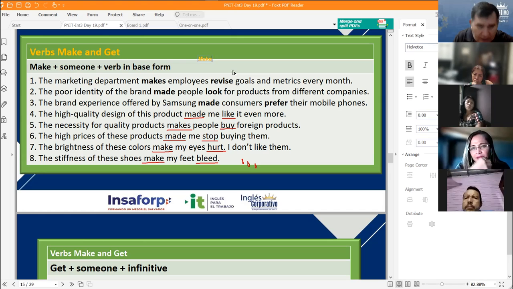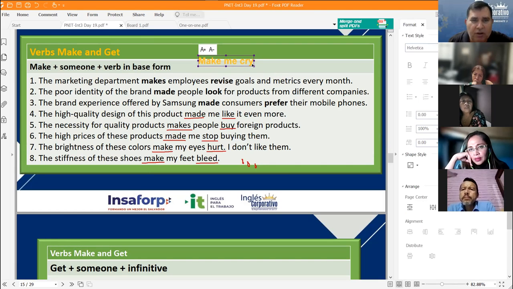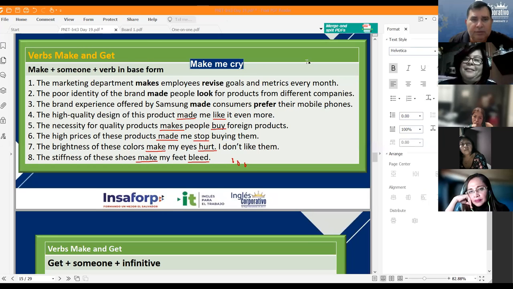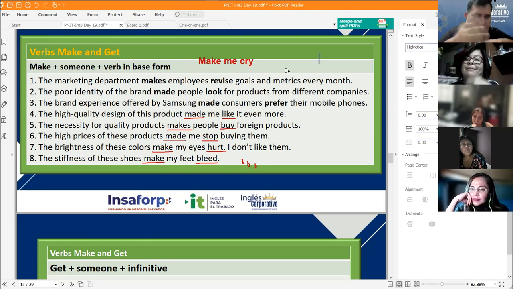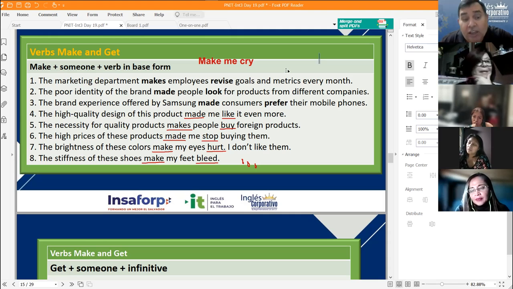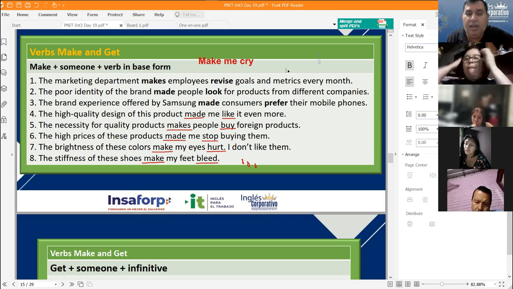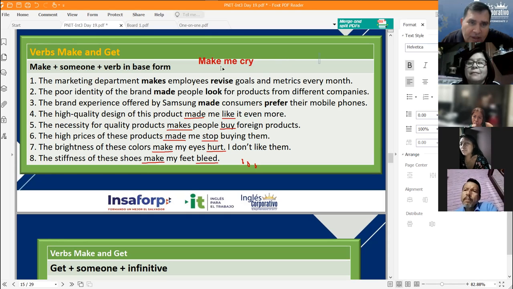I will say like this. When you use make, make me. I'm going to change the color, perhaps red. Make me cry. When you peel onions, have you cut onions? Yes. And then your eyes cry. Make me cry. The onion makes me cry. The onions don't cry. They make me cry. Who cries? I cry. Notice. Make me cry.